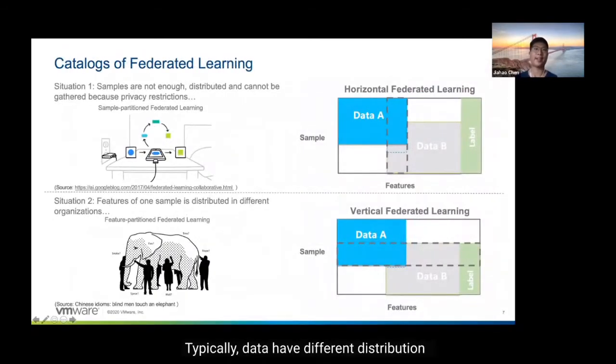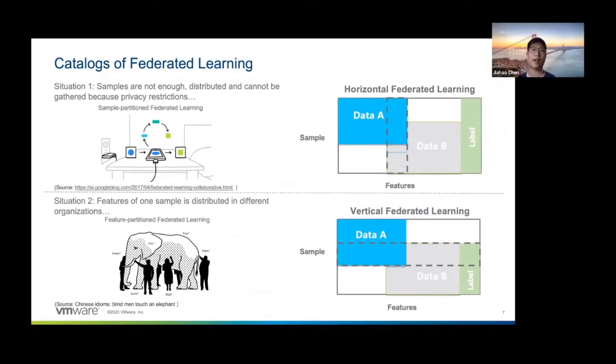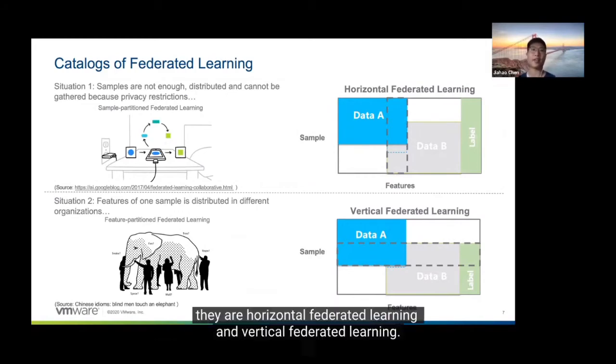So typically, data has different distributions, depending on the differences of the features and the samples. Federated learning has two categories. They are horizontal federated learning and vertical federated learning.